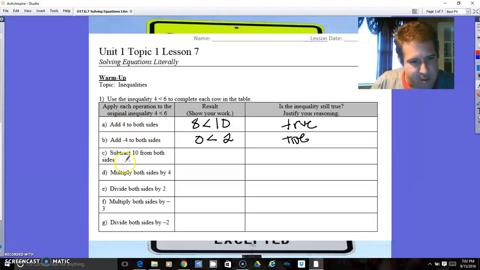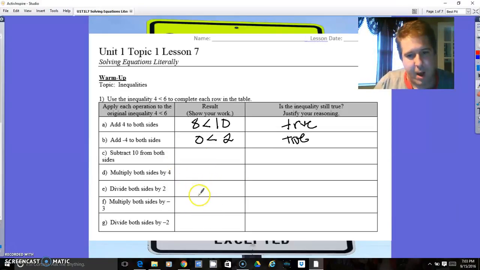What if I subtract 10 from both sides? That's still going to be true. Multiply both by 4, that would be 16 and that would be 24. 16 is still less than 24. That's still true. What if I divide both sides by 2? That would give this 2, and this would be a 3. 2 is still less than 3. All right, so far it's been true, true, true, true, true. Kind of boring so far.